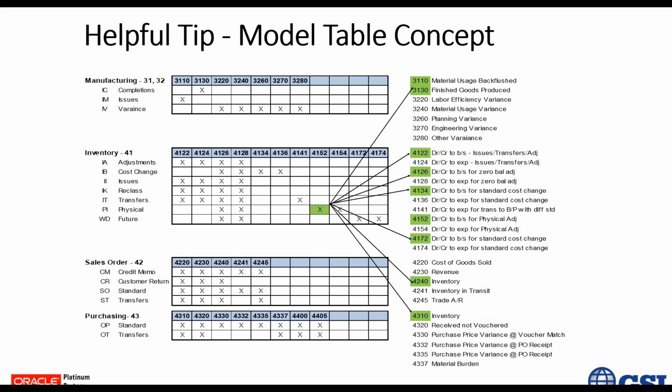Where you see the X's is where you would expect those transaction types to be configured. Let's say manufacturing, for example, we have the IC, and it says the IC should be set up in 3130, which is true. That's a work order completion. It should be set up in 3130. It should not be set up in 3110. The material issued document goes there.